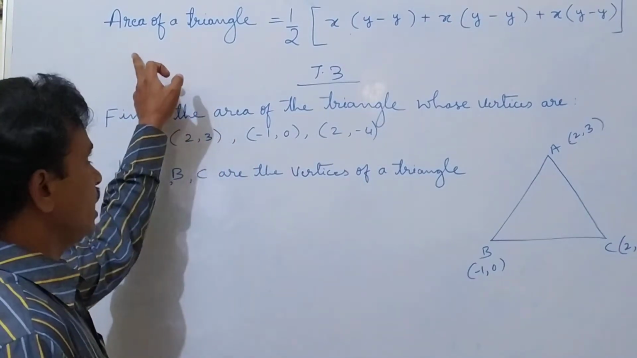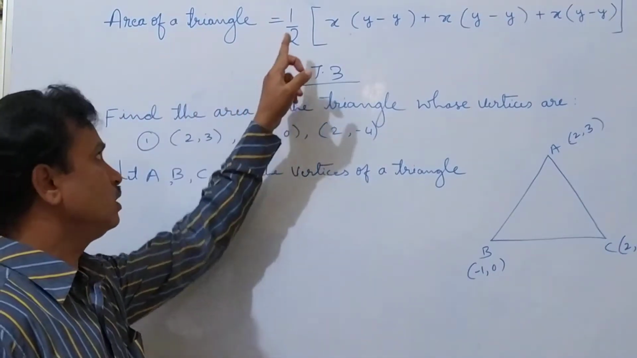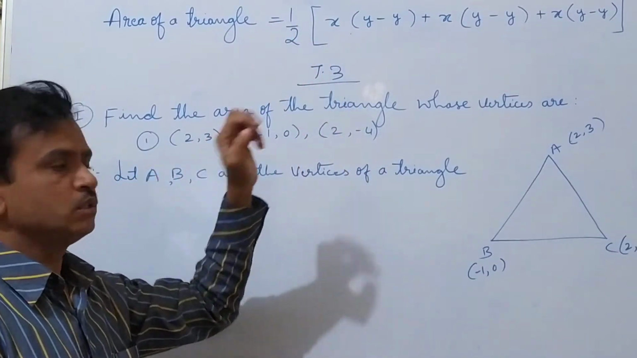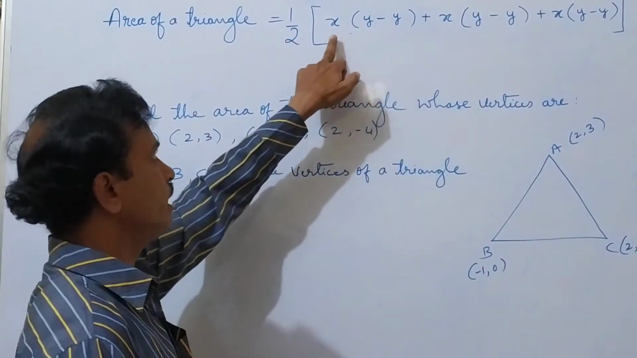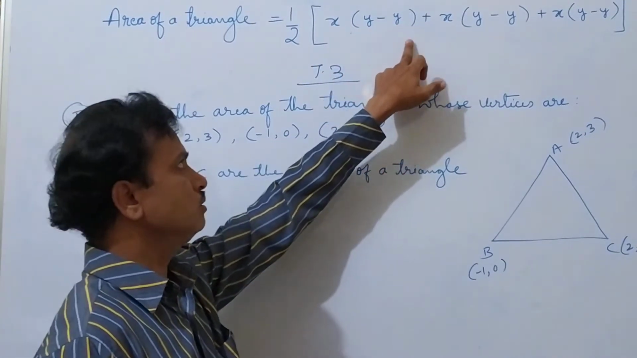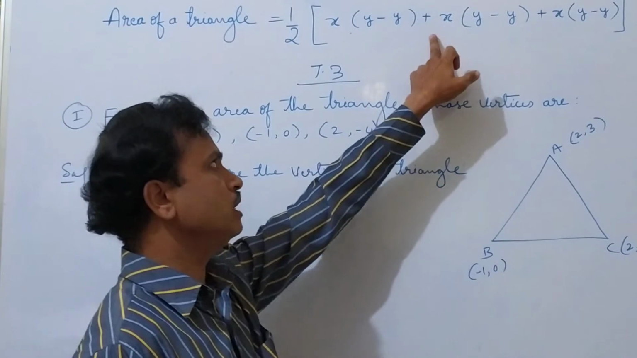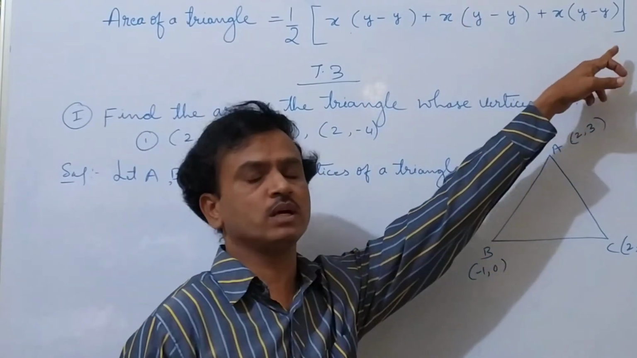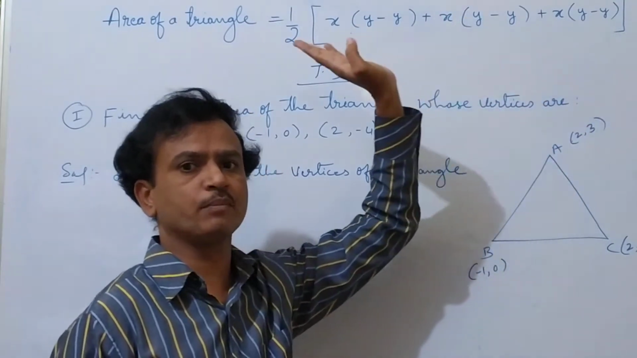So first, area of a triangle is equal to 1 by 2. Then you take a square bracket. First you have to write it like this: x (y minus y), then close the bracket, plus x (y minus y), plus x (y minus y), close the bracket, then close the square bracket.